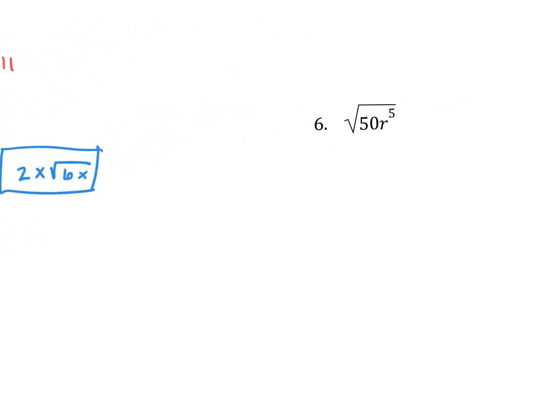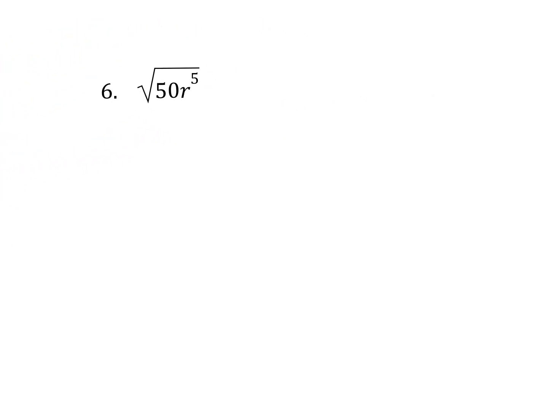Okay, let's try number 6. Okay, we're going to do it the same way. So really, I'm going to do this one just a little bit differently, just to make sure you're seeing what I'm doing here. So I'm going to start with this 50. I'm going to start with the number first this time. So I'm going to take 50, and it's an even number, so I'm going to divide it by 2. And I get 25. And now that 25 is not a prime number.